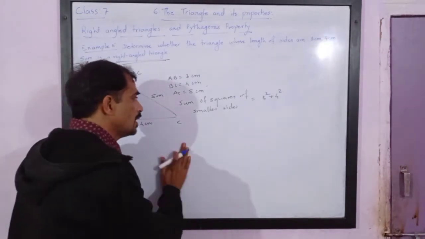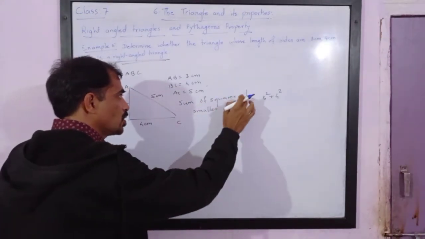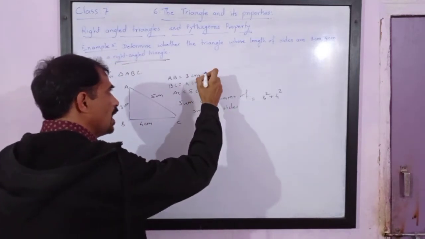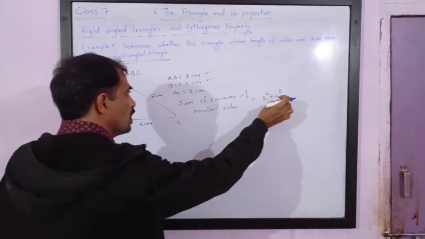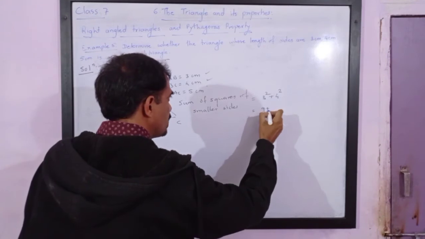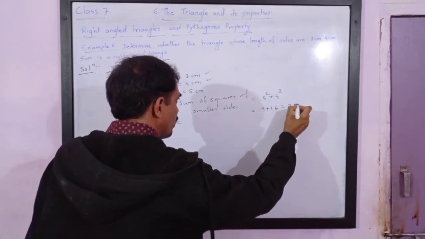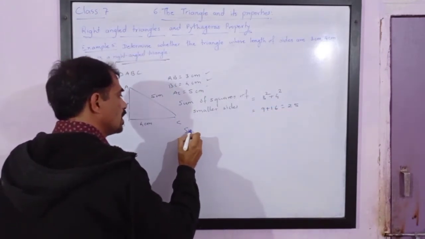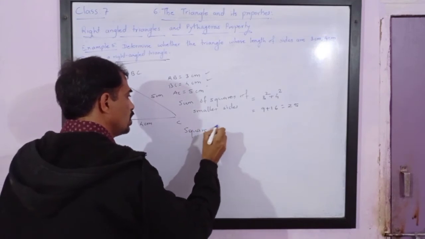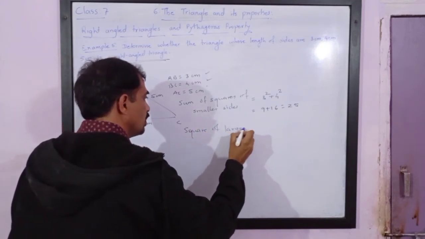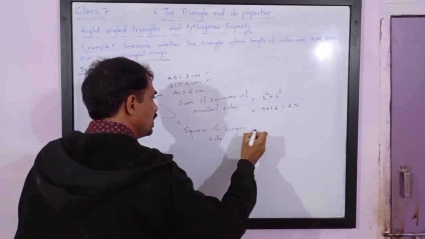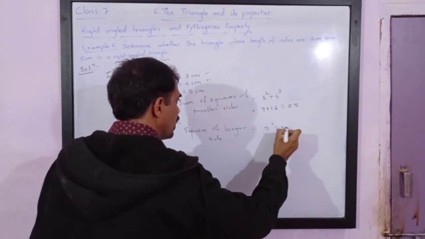Hence, I always make this statement: sum of the squares of the smaller sides. Smaller sides are 3 and 4. 3 square plus 4 square is equal to 9 plus 16, that is equal to 25. And the square of the larger side, 5 square, is equal to 25.